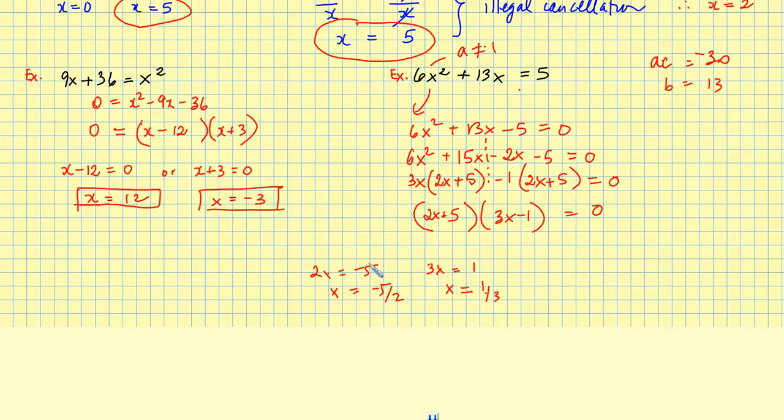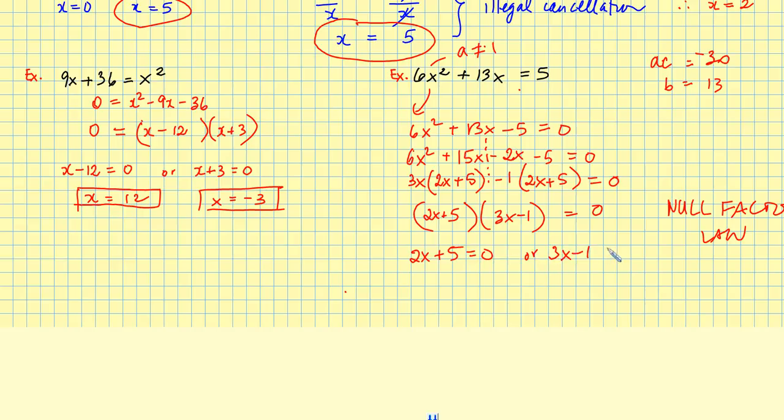Now, the very last step that we have to work with is using the null factor law. And the null factor law basically is going to say either 2x plus 5 equals 0, or 3x minus 1 equals 0. So 2x equals negative 5, and x equals negative 5 over 2, or 3x equals 1, x equals 1/3. So there are my two solutions to this problem. They are either negative 5 over 2 or 1/3. All right.